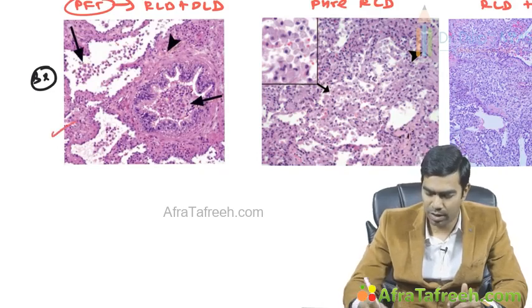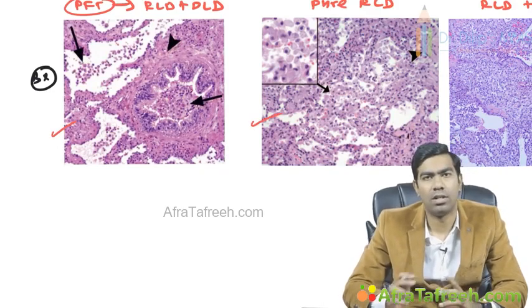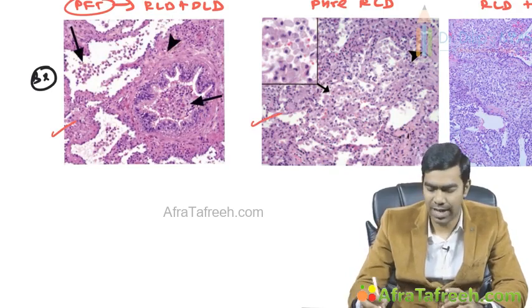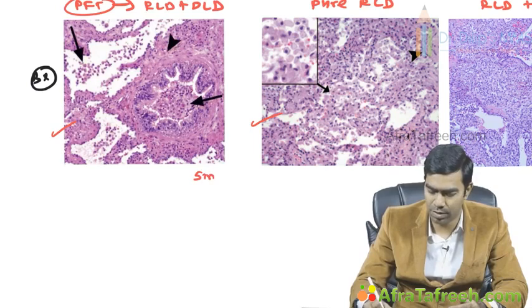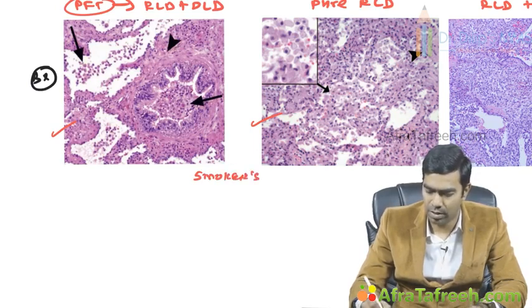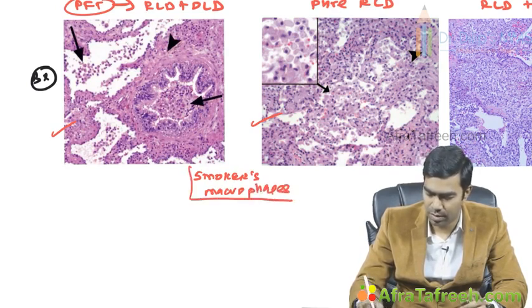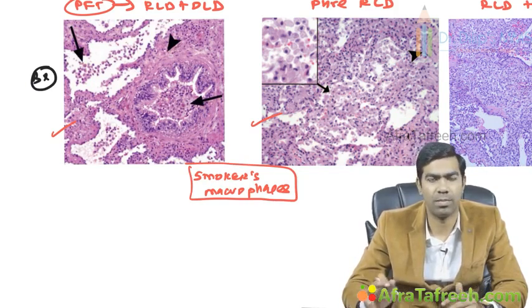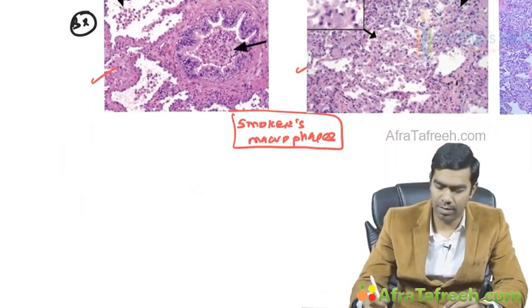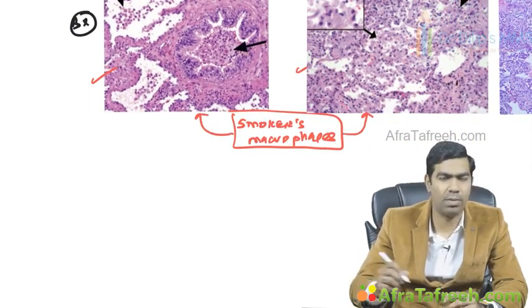In both respiratory bronchiolitis as well as desquamative interstitial pneumonia, you will see a characteristic kind of pigmented macrophages which contain cigarette smoke pigments. So these are called pigmented macrophages and they are called smokers macrophages. These are called smokers cells or smokers macrophages. And accumulation of these macrophages is very characteristic of both desquamative interstitial pneumonia as well as respiratory bronchiolitis ILD. But where these smokers macrophages will accumulate is the question.